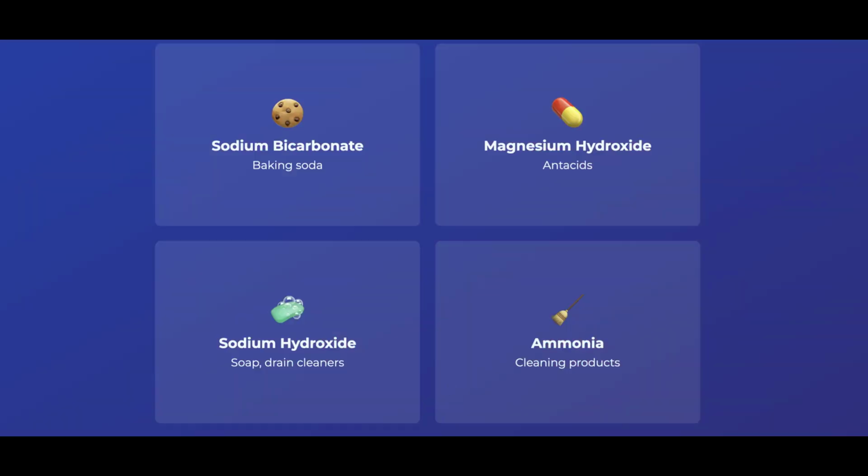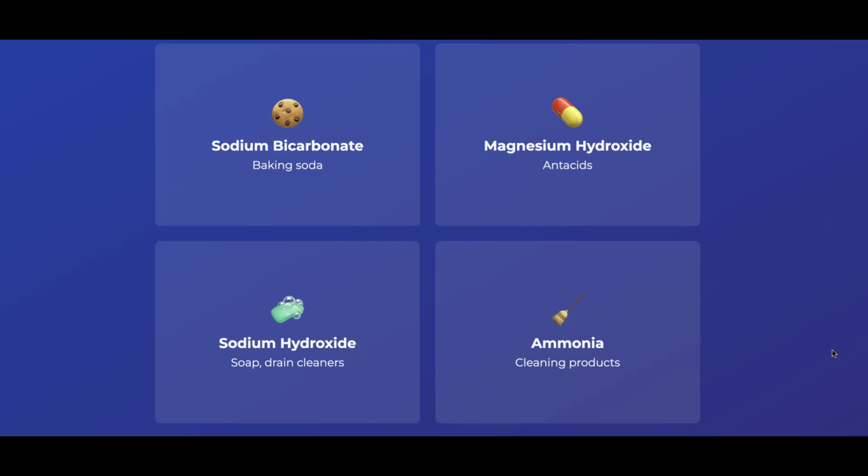Bases, on the other hand, also have many uses. You can find them in sodium bicarbonate. This is baking soda, used in cooking to help the dough rise through carbon dioxide gas. When heated or mixed with acidic ingredients, it produces carbon dioxide gas bubbles.